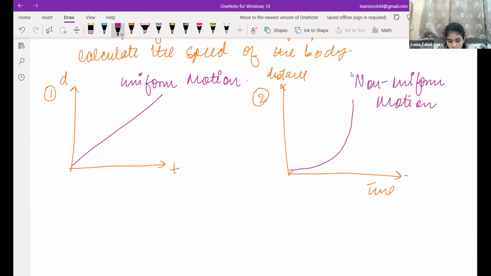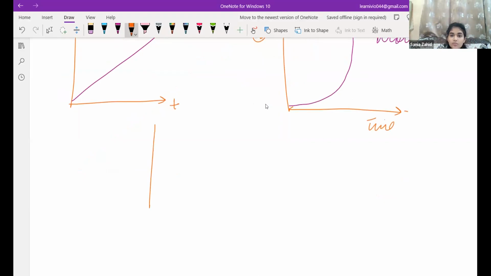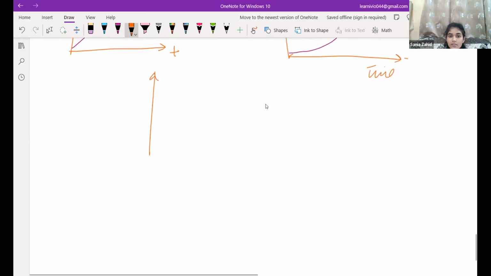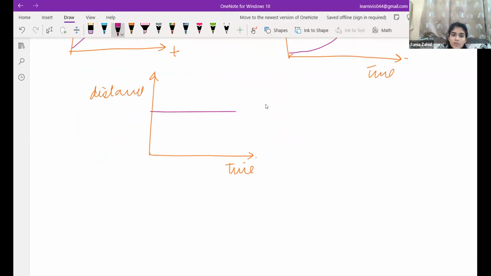You also have a third graph, the distance time graph. You draw the y-axis, the x-axis. Now let's suppose you have a straight line like this. So what does it mean to have a straight line? So straight line means your speed is zero, right? What is the meaning of straight line now? That your distance is not changing with respect to time.